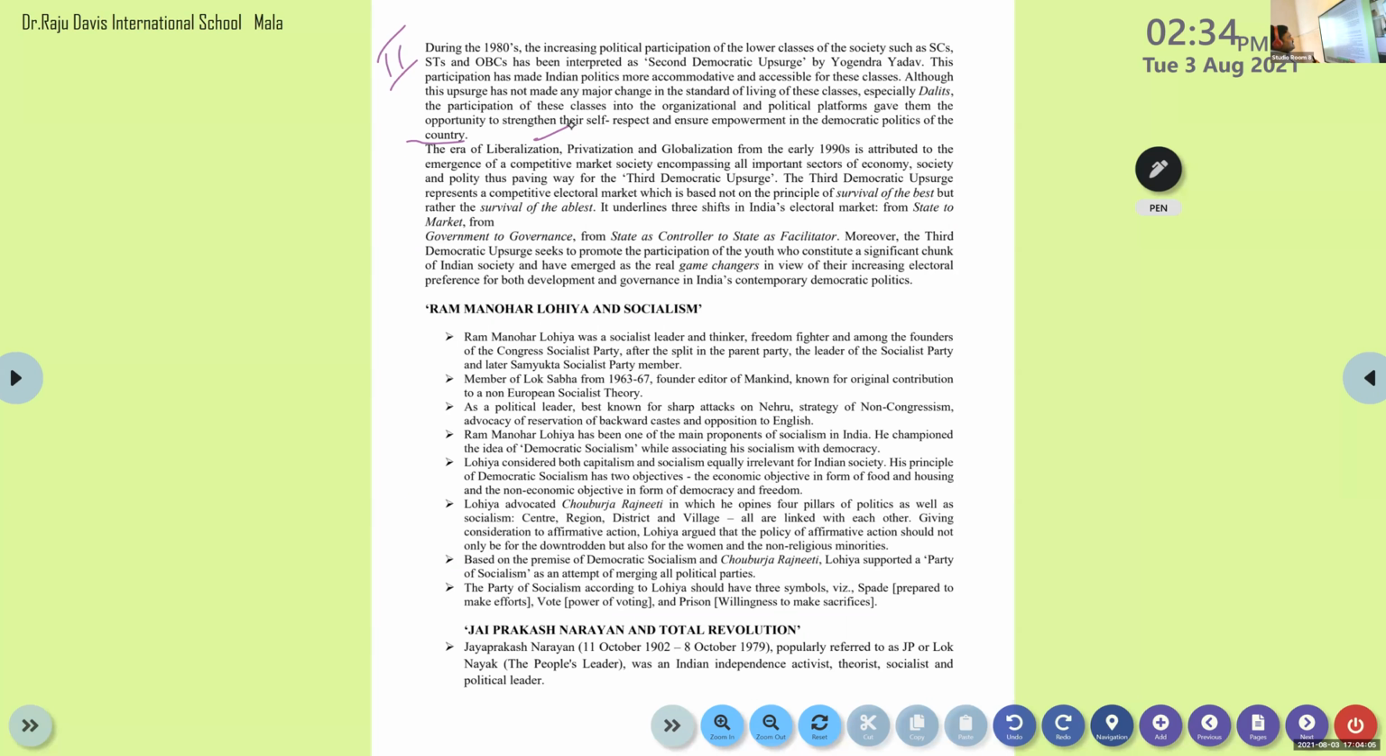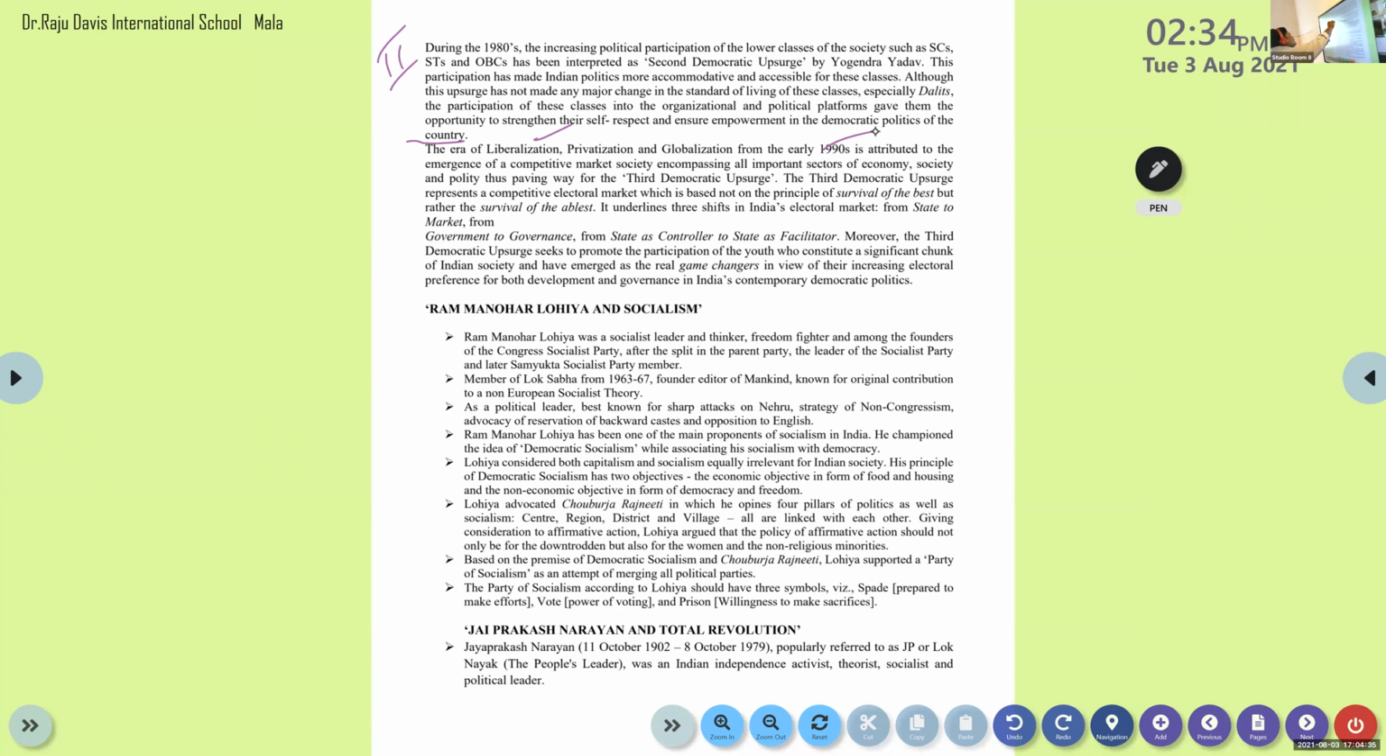Okay, so this liberalization, this privatization, and this globalization happened in 1990 and 1991. Actually, after the death of Rajiv Gandhi, at the time of the Narasimha Rao government, the Congress government adopted these policies: liberalization, privatization, and globalization, and the entire market society changed in India. Society and polity are paving the way to the third democratic upsurge.